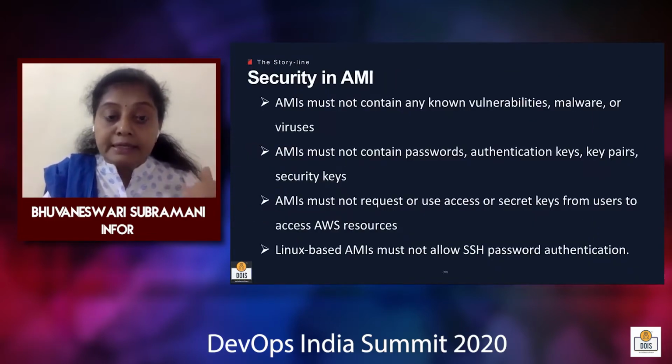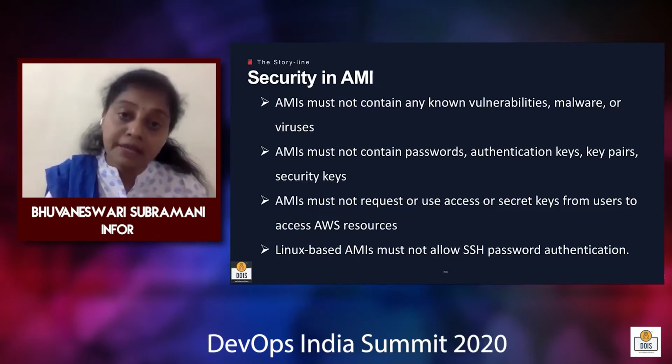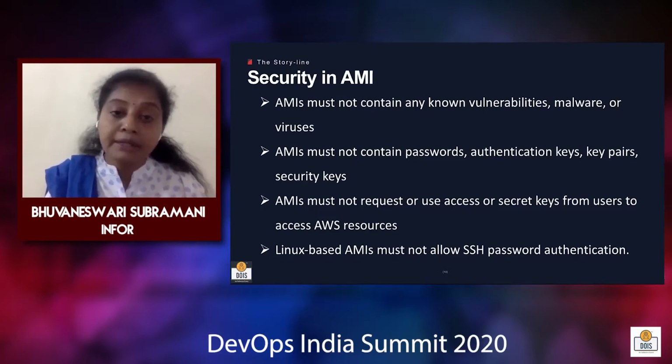These are the security best practices defined by Amazon Web Services for how the template, that is the Amazon Machine Image, should be secured. The first and foremost thing is AMIs must not contain any known vulnerabilities, malware, and viruses. The AMIs do not contain passwords or key pairs, and should not request or access any security keys for accessing any other AWS services. And the other important thing is Linux-based AMIs should not allow SSH-based password authentication.